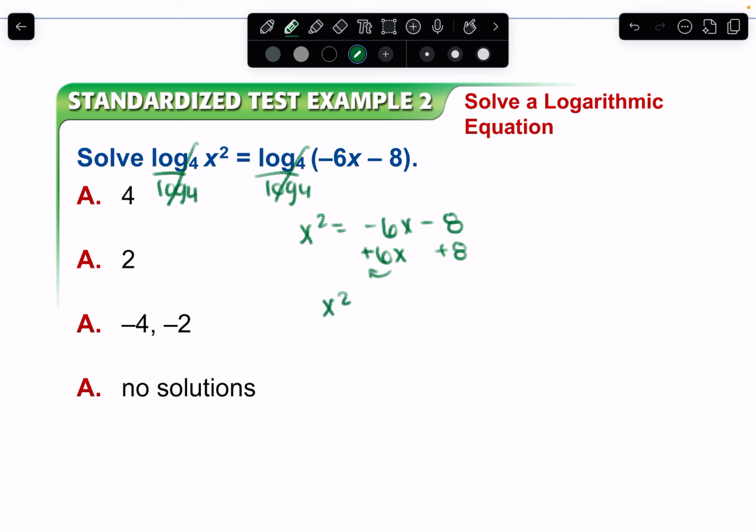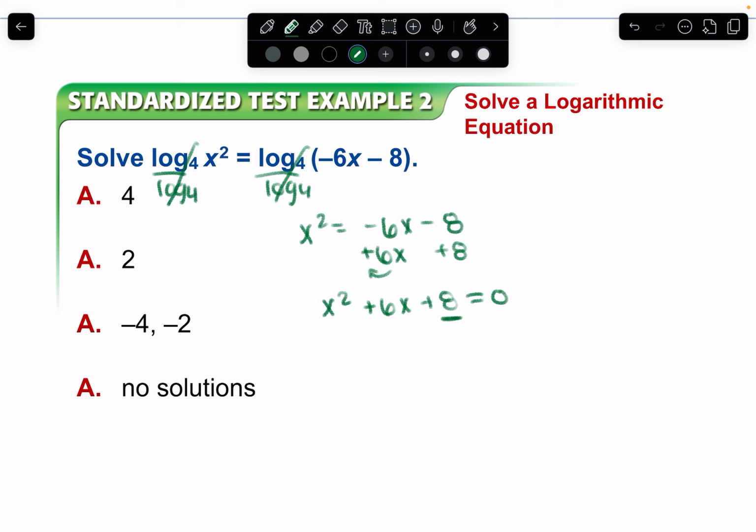So I would then end up with x squared plus 6x plus 8 is equal to 0. Since I don't have a number in front of my x squared, this is one that I'm factoring by looking at my c value, or my 8.